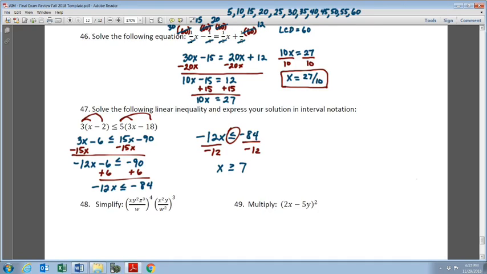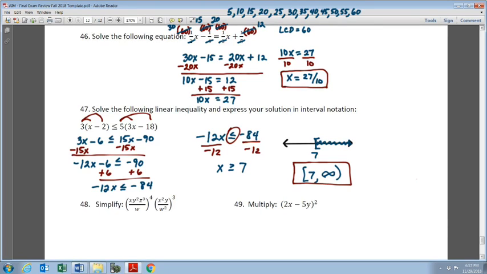I'm going to go ahead and graph this first. We're going to start at 7. The numbers greater than 7 would be to the right of 7. And of course, we're going to put a bracket at 7 because of the equal sign. And if we go from left to right, we start at 7 and go forever right, that's what we call infinity.